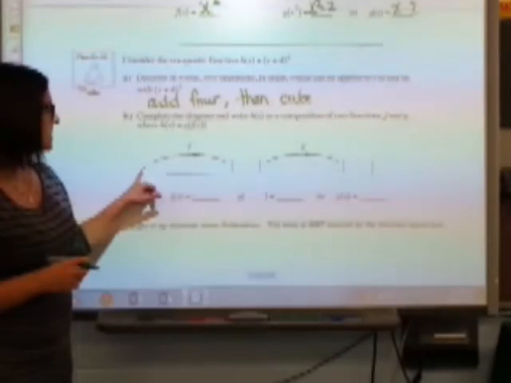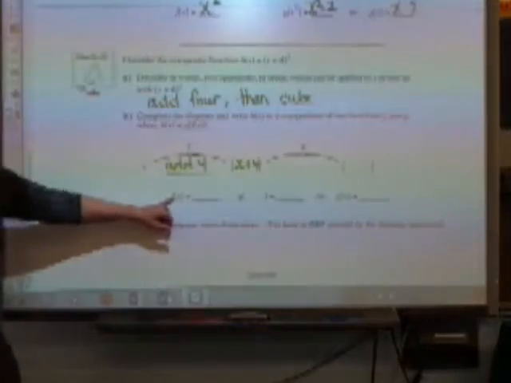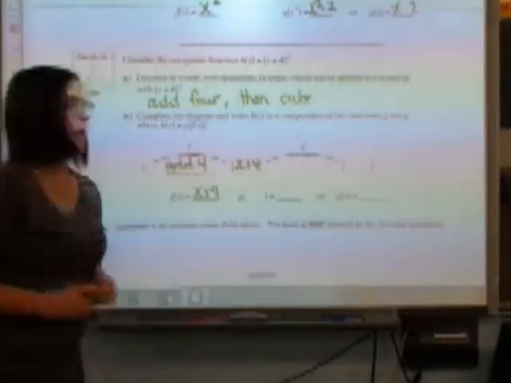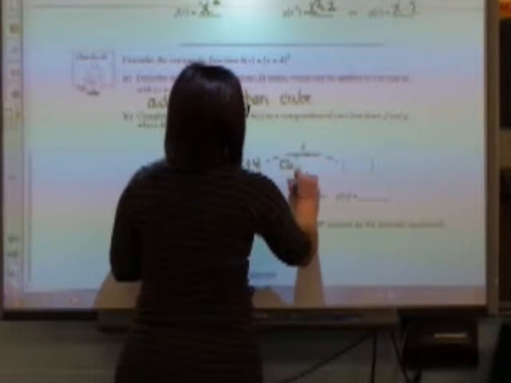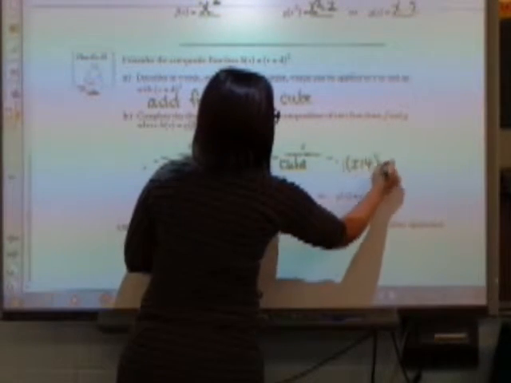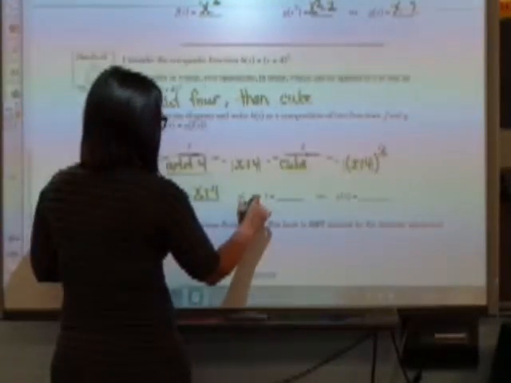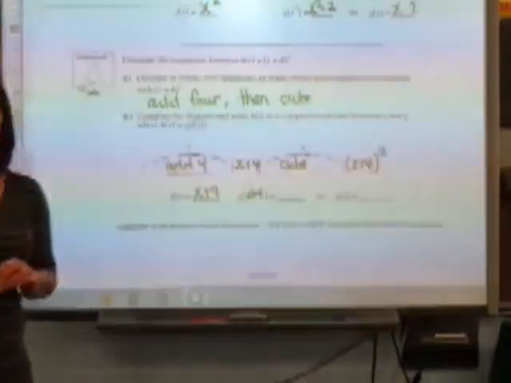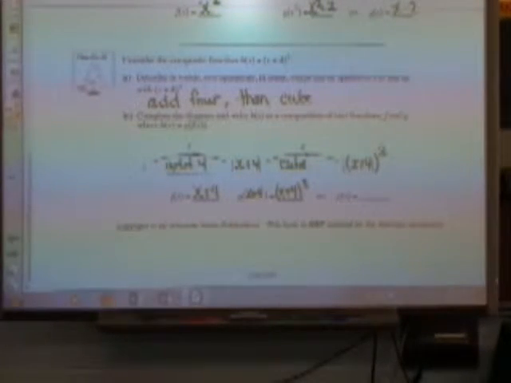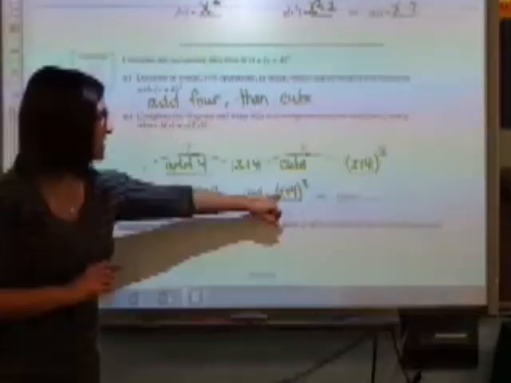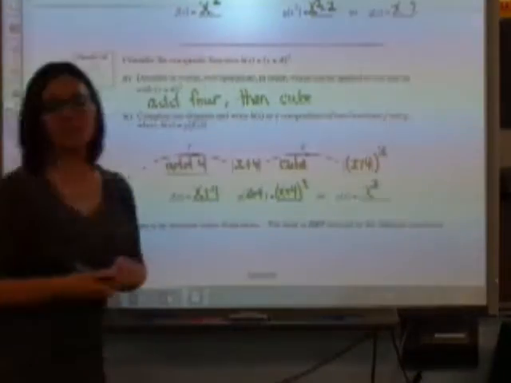So if I start off with x, I'm going to add 4. So then I get x plus 4. So then my f of x function would be x plus 4. And then I take x plus 4 and I cube it. And that's how I get my x plus 4 raised to the power of 3. So down here, this would be g of x plus 4 would give me x plus 4 cubed. And if this was g of x, so instead of an x plus 4, if I had just an x, I would have x cubed.